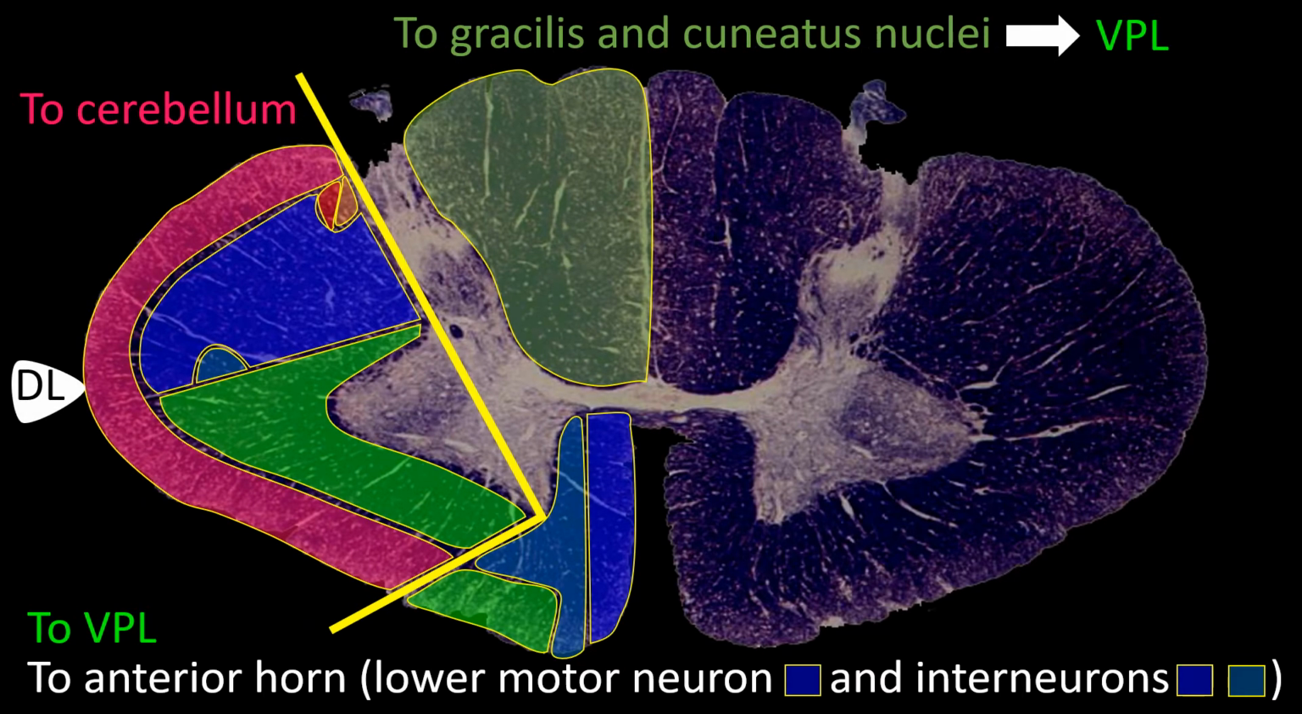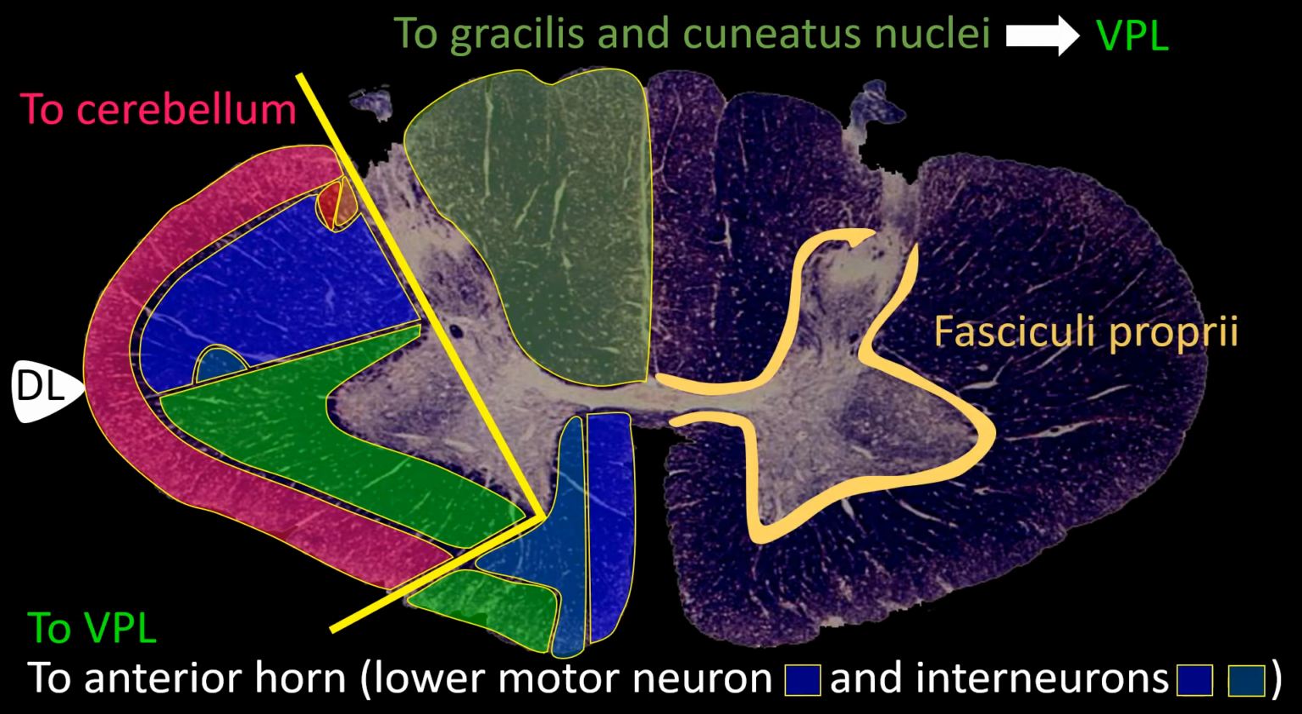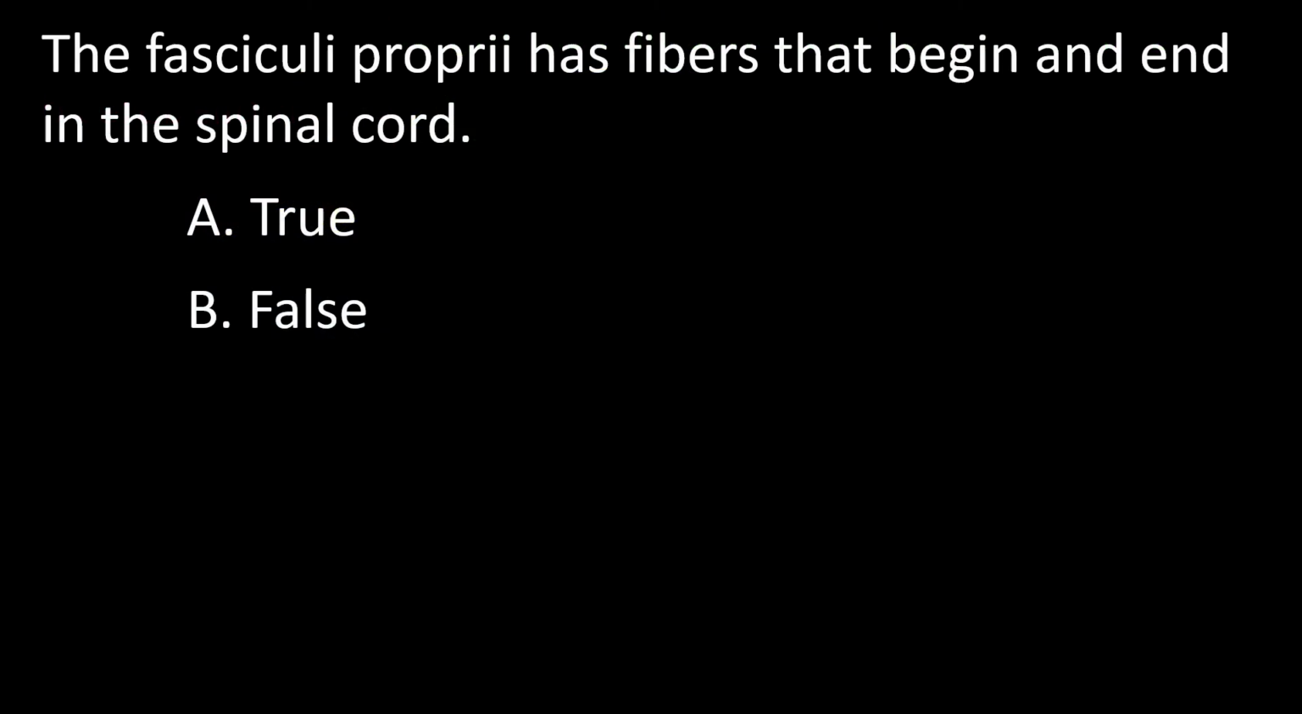This is the figure from the last question. I am reintroducing it here to tell you about one more tract. I have now introduced the fasciculi proprii. These fasciculi consist of fibers interconnecting spinal segments. So the answer to this question is A.